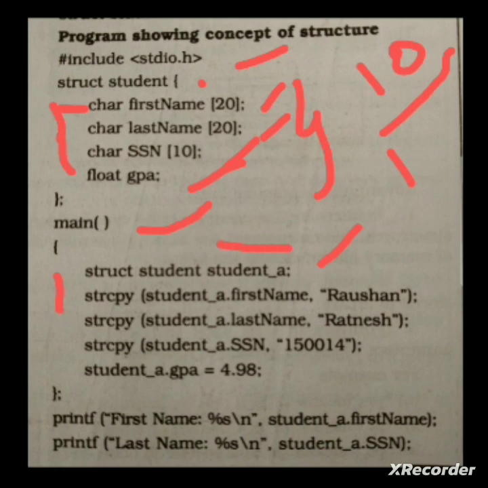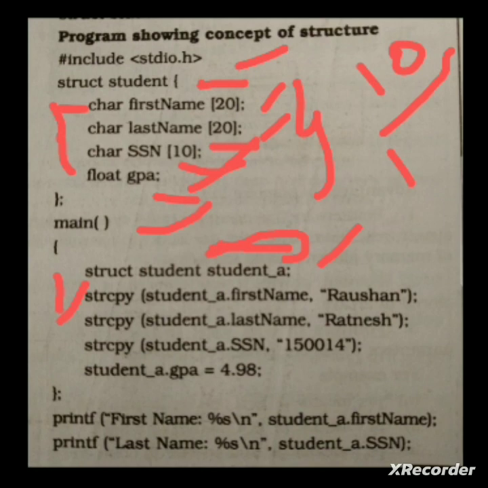And now I need to define the variable. I need to assign a value to the variable. What are the variables I have given? First name, last name, SSN, GPA. These are the variables I have declared. Now I need to assign a value to this student, student_A. How can I do that?